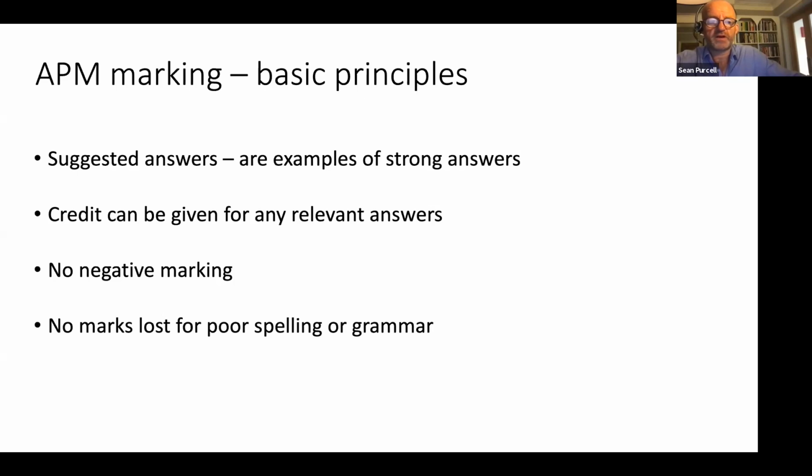So if I just give a bit more on marking for you, just so you can understand.